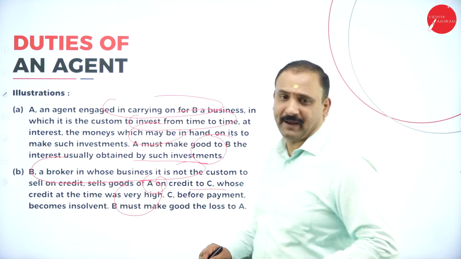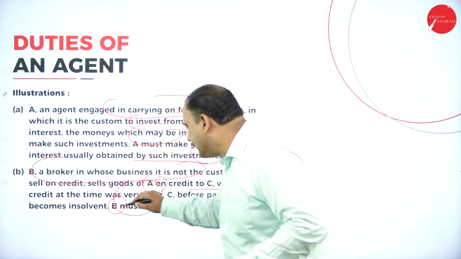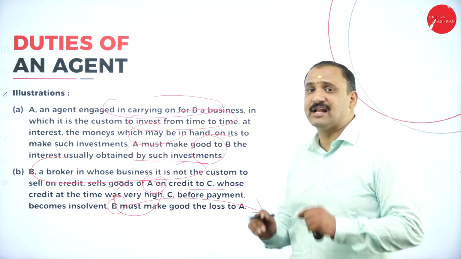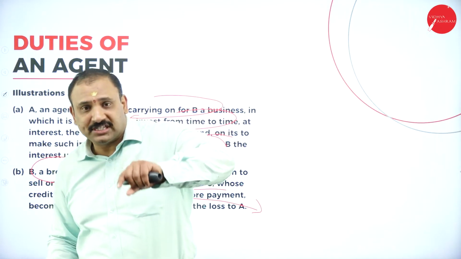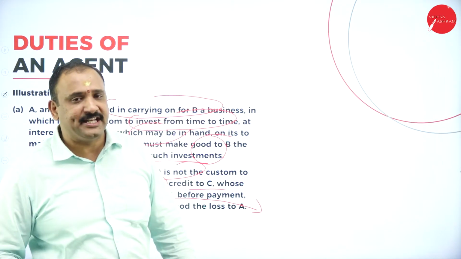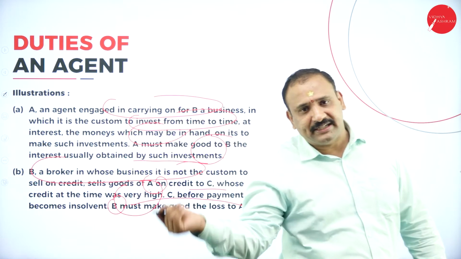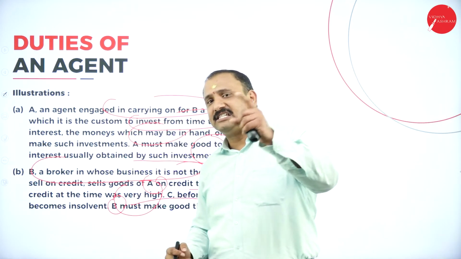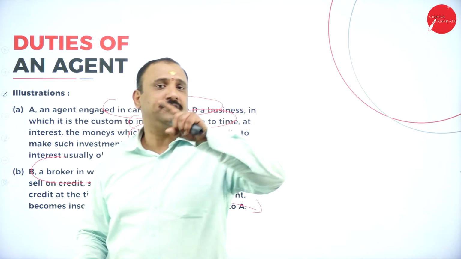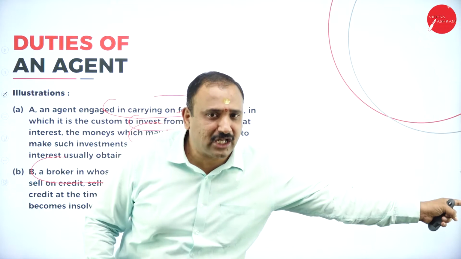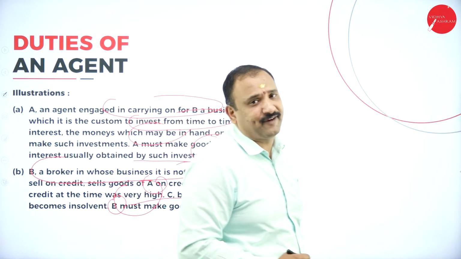C before payment becomes insolvent. Therefore, B must repay back the loss to A. Now, this is where the second factor comes into it. Suppose in case of a principal agent, while you are transacting the business, representing the principal, and there is a loss that has accrued, then the agent is responsible to compensate the loss back to the principal. That is a very, very important factor here.